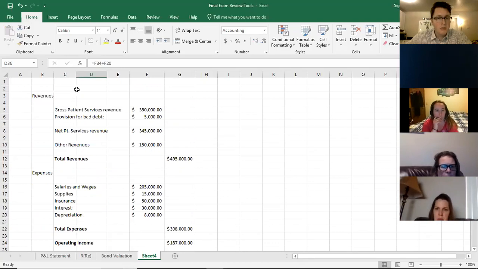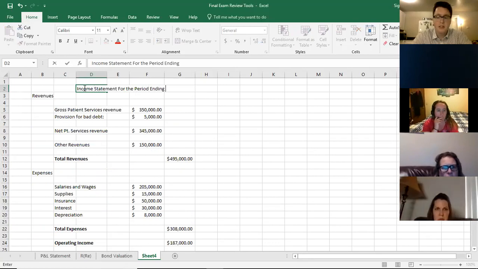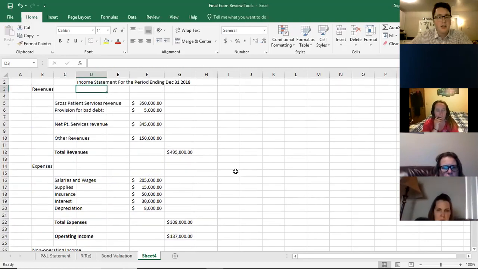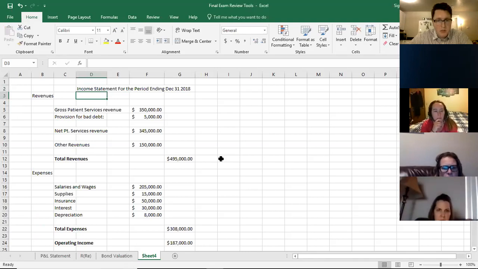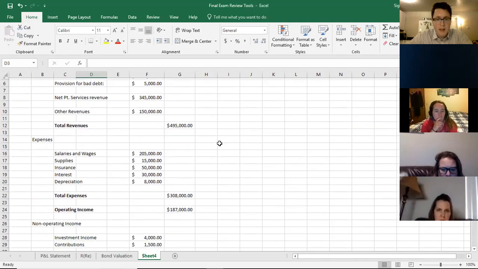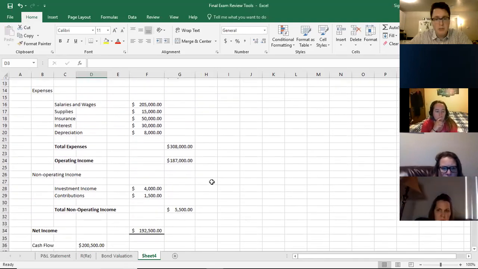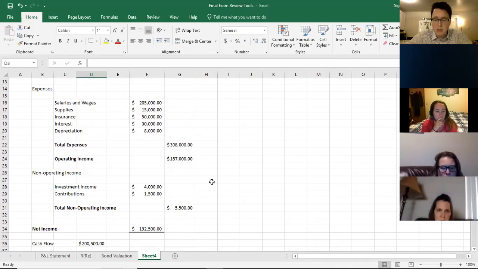One other thing you might want to consider is putting a date. So let's say this is the income statement for the period ending December 31st, 2008. Remember, an income statement is over a period of time, where a balance sheet is a snapshot. It's at this moment, I'm going to simply look at what my assets are versus my liabilities.